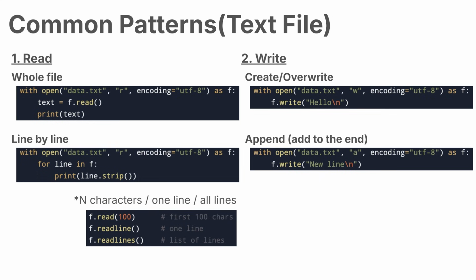4. Append, add to the end. When we don't want to erase what's there, we use mode A. Same fwrite, but now it's tacked onto the end of the file. This is perfect for adding a new log entry or saving a user's next note.